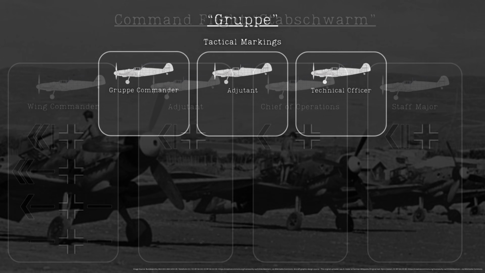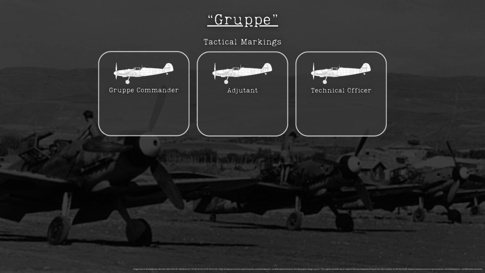Moving down to the Gruppe level, the group commander's aircraft would usually be adorned with a double chevron before the Balkenkreuz. Also important to note, some aircraft with double chevrons would have a second chevron stylized as a smaller triangle rather than the full chevron.